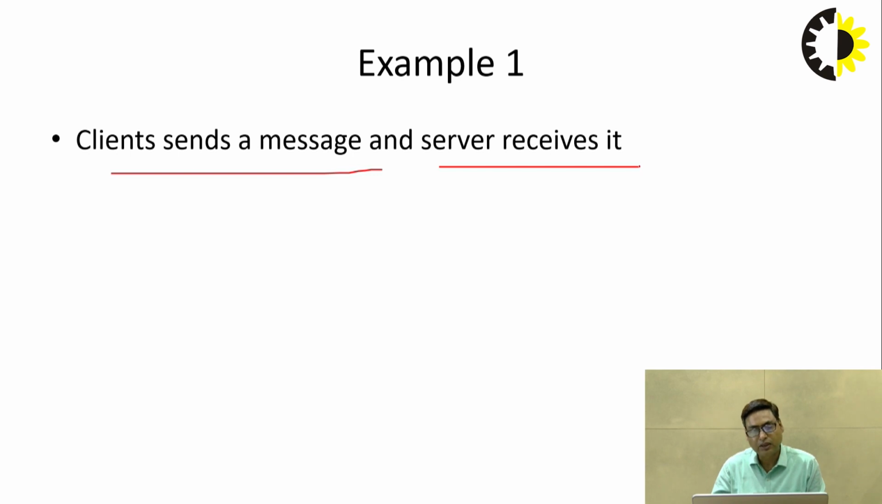The client will send the message and the server will receive it. The server will not send any message to the client. In this example, we are taking only one direction, even though communication can be established in both directions. So in this example, the client only sends the message and the server receives it. We need two programs, one program for the server and the second program for the client.